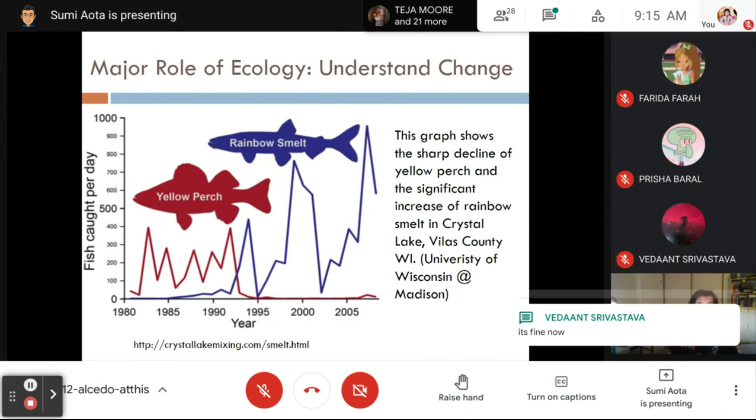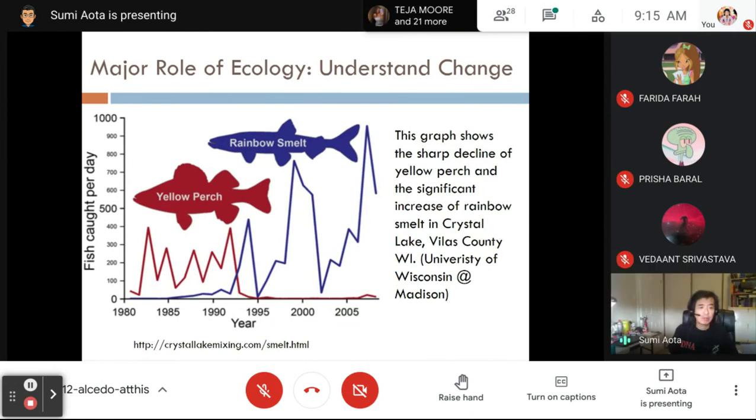So in the University of Wisconsin study, it's looking at the population of two different groups, the yellow perch and the rainbow smelt. If you look at this graph, what you'll notice is a definite change occurred between 1990 and 1995. What was that change?